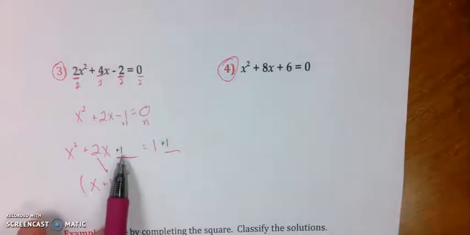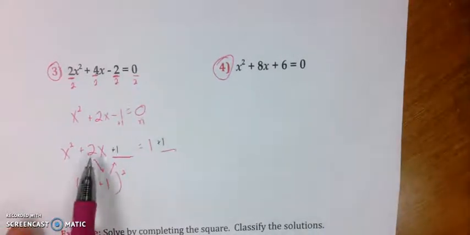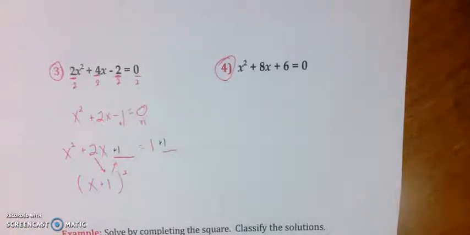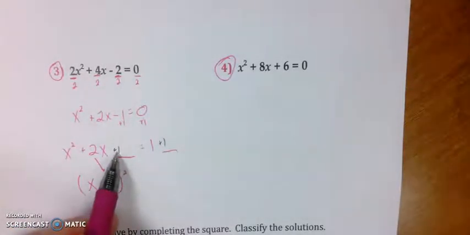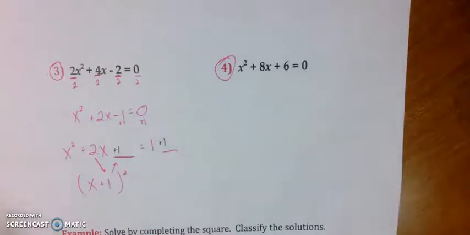I've created a C value here that allows me to call this a perfect square trinomial so it factors down nicely. But whatever I add to one side, I have to be fair, I have to add that to the other. So on the other side, 1 plus 1, that gives me a 2.